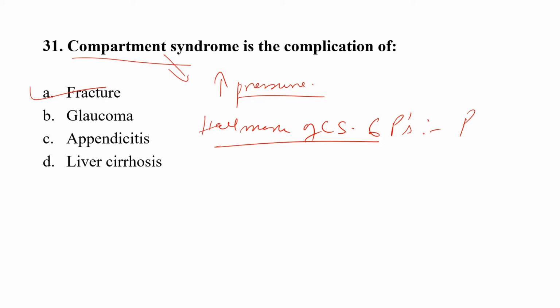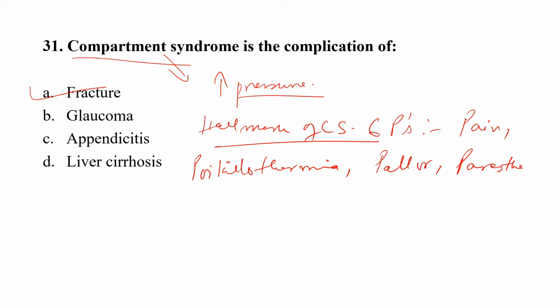One is pain, 2 is poikilothermia, number 3 is pallor, number 4 is paresthesia, number 5 is pulselessness, and paralysis.